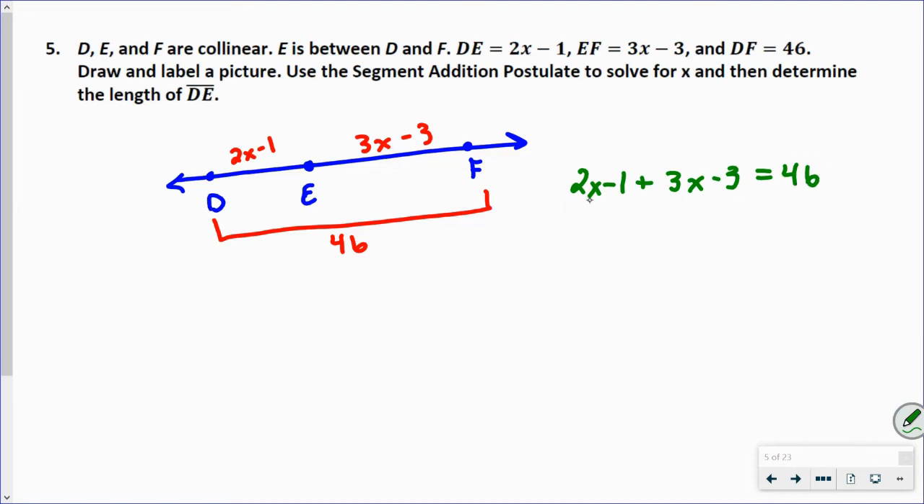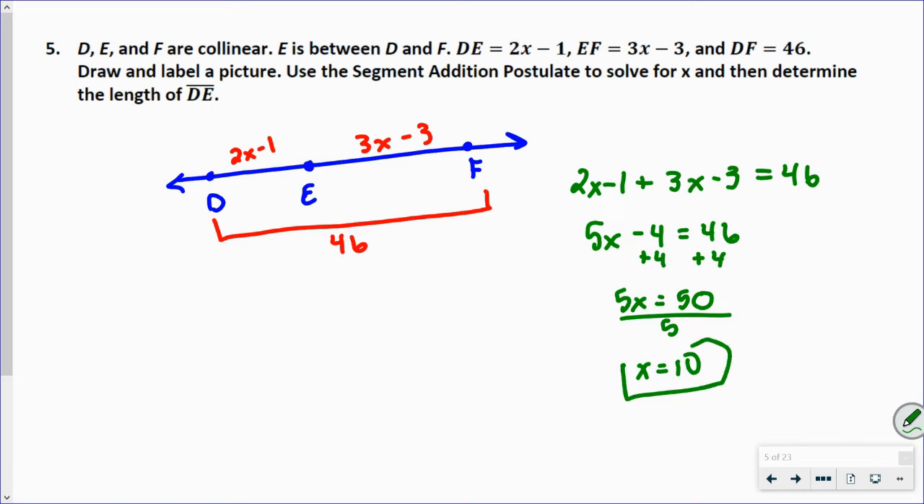So then we combine like terms. I got 2x and 3x. That makes 5x. Negative 1 minus 3 is negative 4. If I add 4 to 46, 5x equals 50. Divide both sides by 5, and x equals 10.